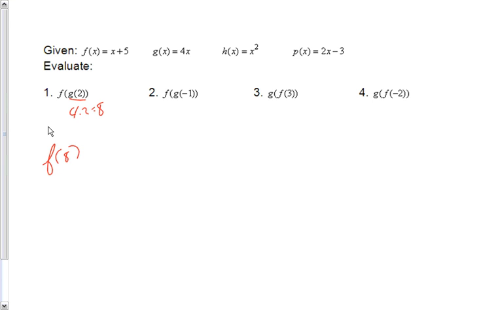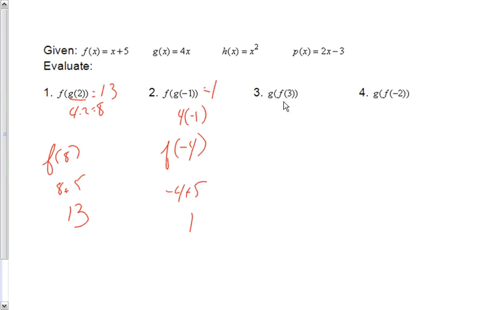Now look at my f function. That's 8 plus 5. Sorry, looks like an 8 to me. And that's going to be a total of 13. So this is 13. Well, let's do f of g of negative 1. Well, g of negative 1. That's 4 times negative 1, which is negative 4. I need f of negative 4 then. Negative 4 plus 5 is 1. So my final answer is 1.